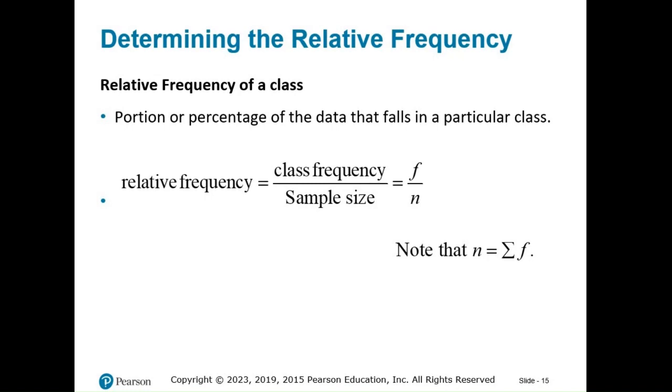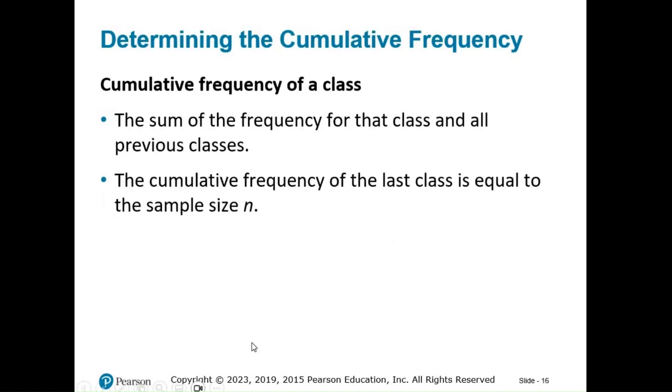So, to get the relative frequency for each class, we're dividing that class's frequency by the sum of all the frequencies. This will give us a decimal. The cumulative frequency of a class is the sum of the frequency for that class and all previous classes. The cumulative frequency of the last class is equal to the sample size n. Let's add all this information to the frequency distribution from our last example.